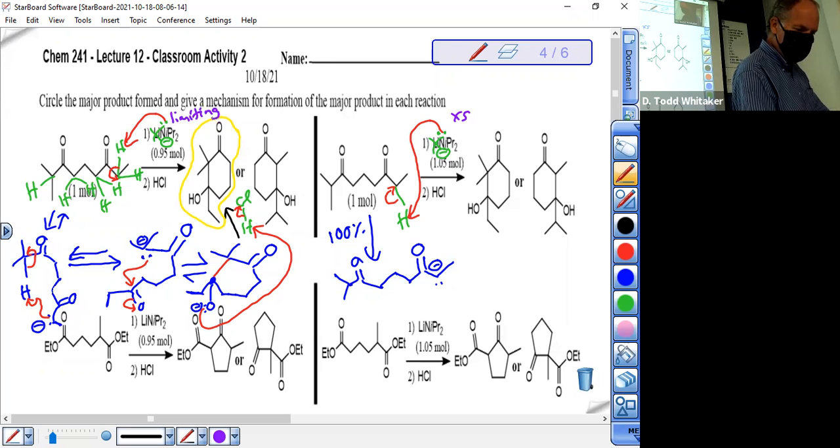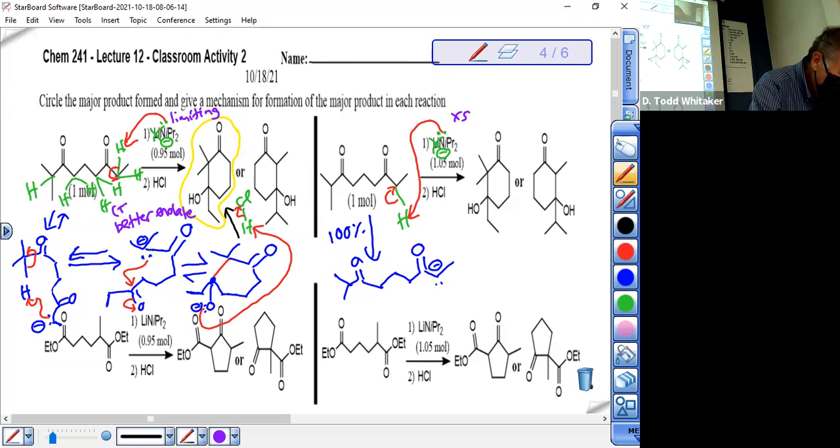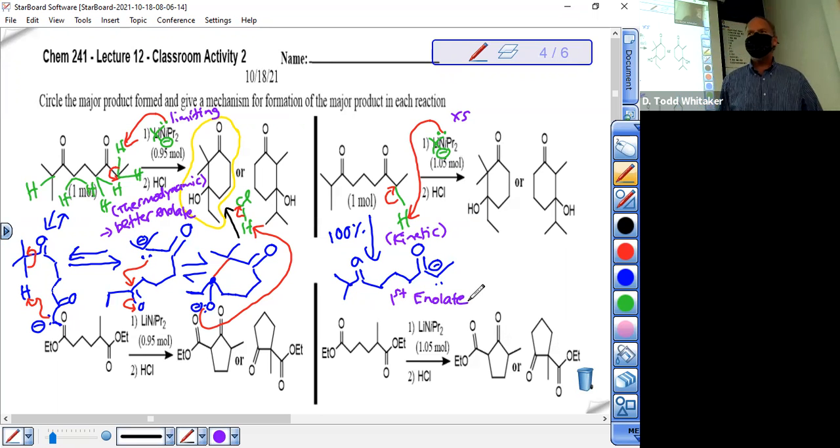Limiting LDA sets up equilibrium in the next step, which favors the better enolate. More stable enolate, better enolate. Which is called the thermodynamic. And this one is the kinetic, which is kind of like saying the first enolate. First enolate that you can get is the only enolate that you can get because you used an excess of the strong base.